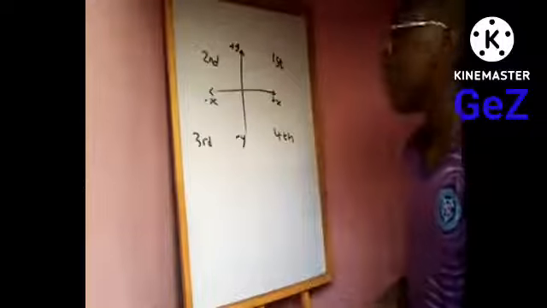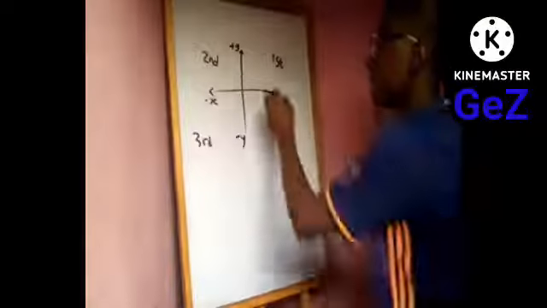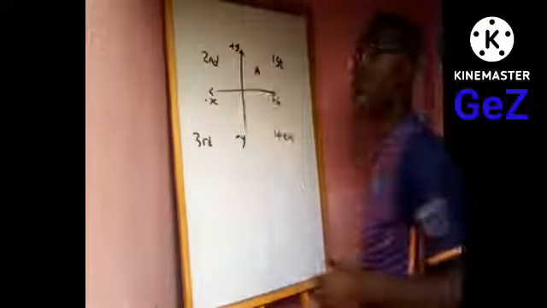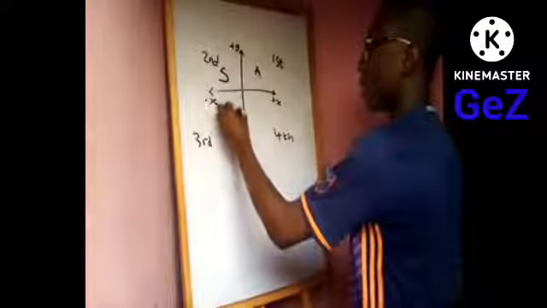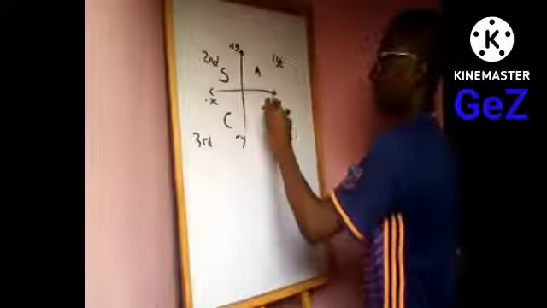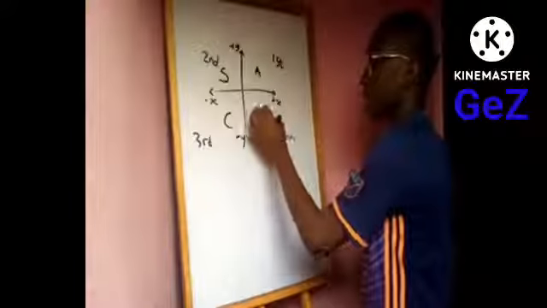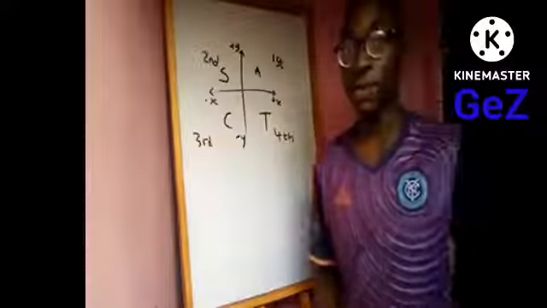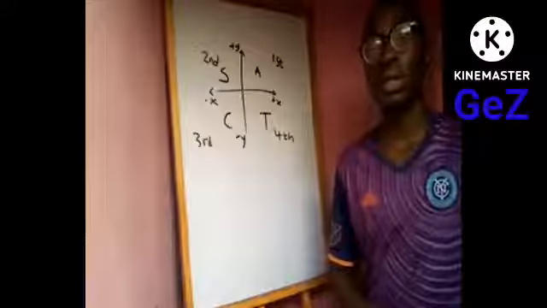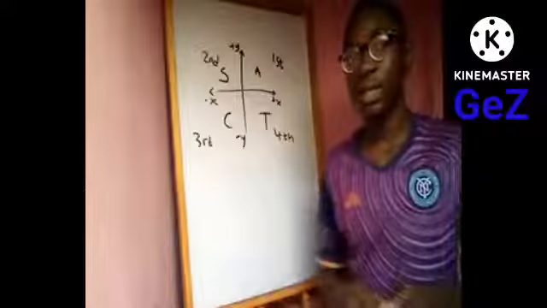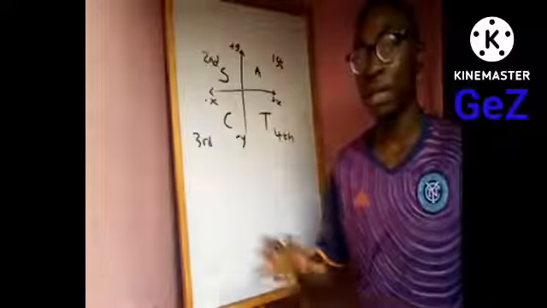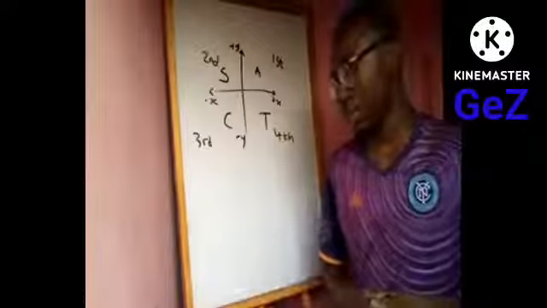Now, we even have a mnemonic for it, because we say this is all angles are positive, this is sine only is positive, this is cos only is positive, and this is tan only is positive. Now, the reason why I'm saying sine, cos, and tan is because sin is the short form of sine, cos is the short form of cosine, and tan is the short form of tangent. So, just in case you hear me saying the short forms, I'm still saying the same thing.